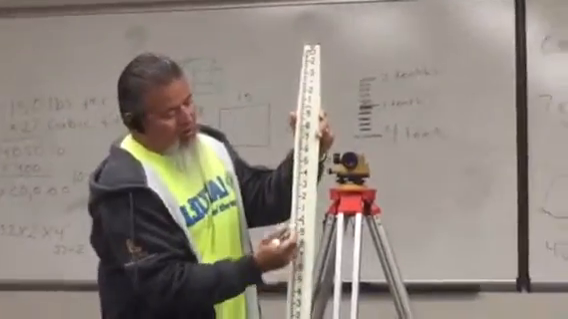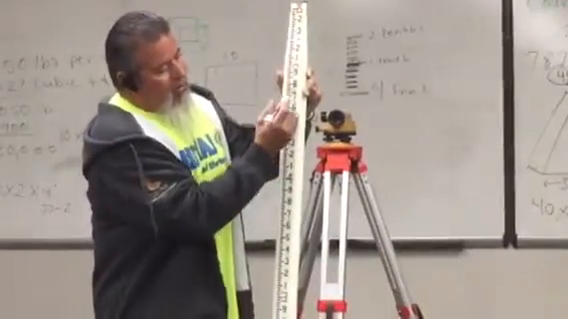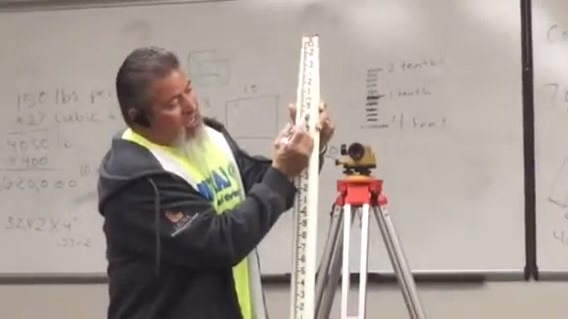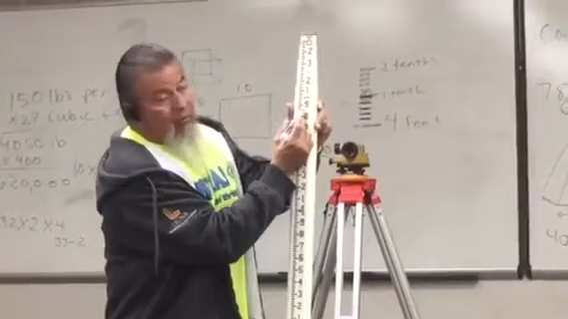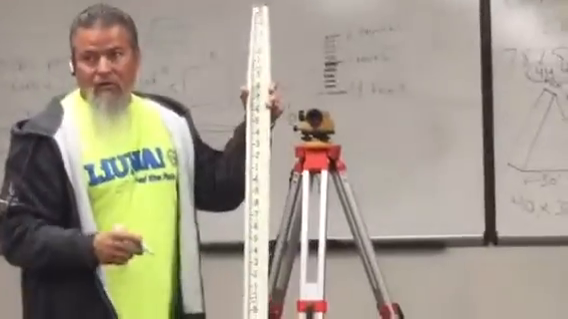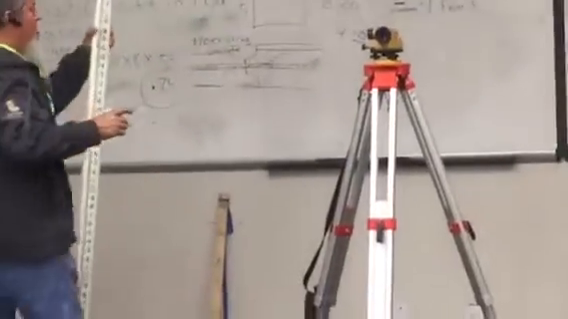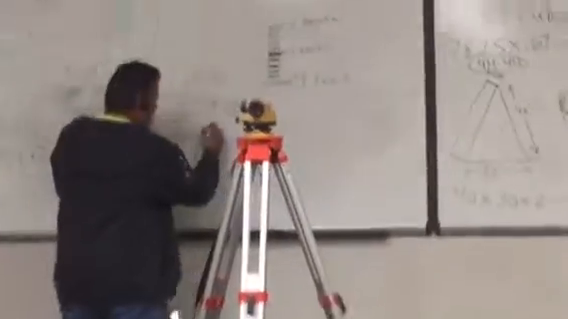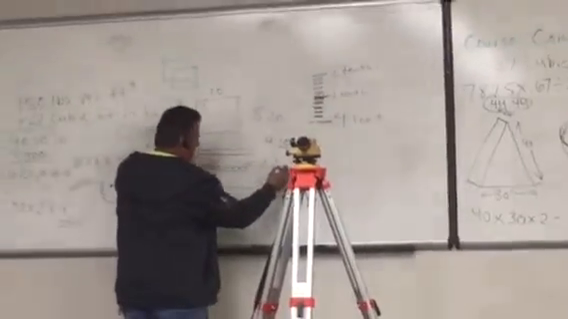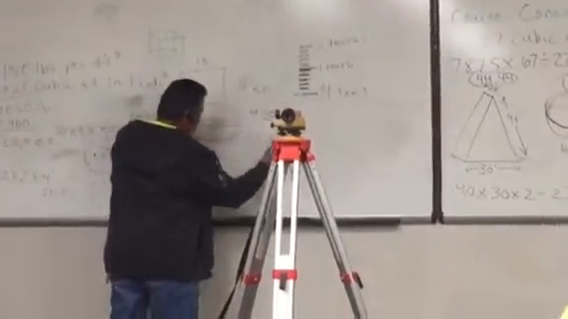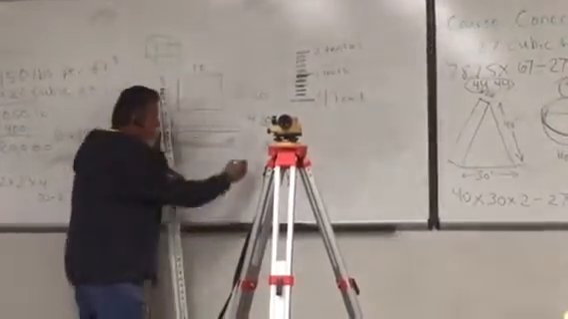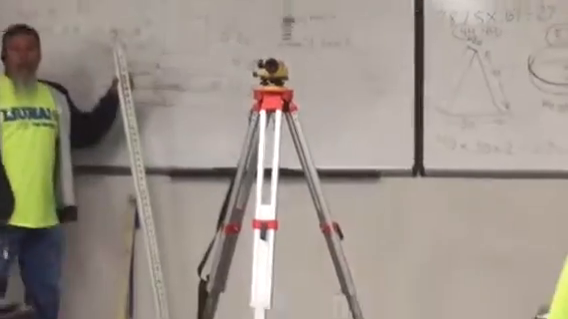And then, say for instance, my crosshairs are right here. Okay, so now I know it's 4 feet and 8 tenths and 1, 2, 3, 4, 5 hundredths. So it would be written as follows. 4 feet, 8 tenths, and what was it, the hundredths, 85? See? You understand?